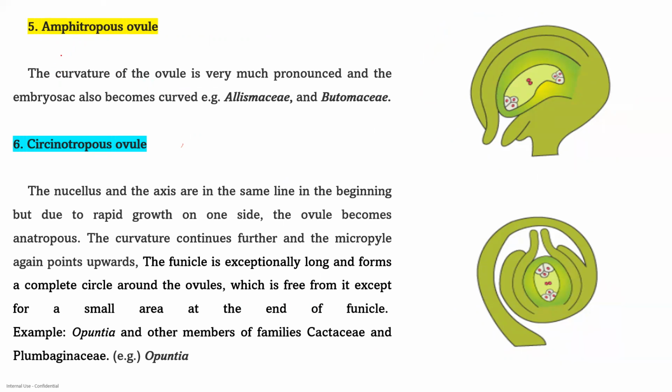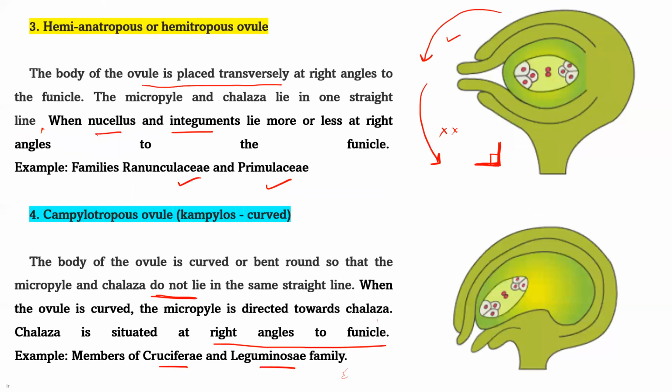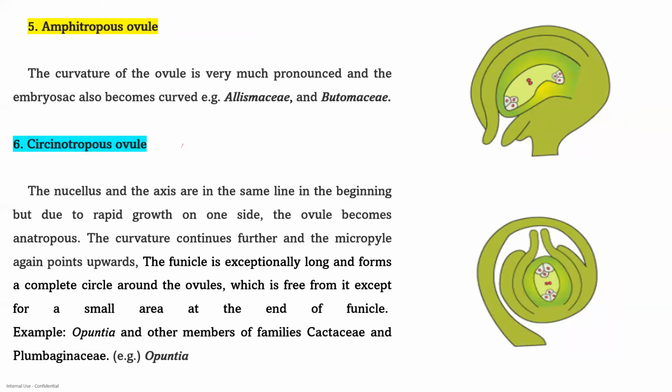In amphitropous ovule, what do we have? The curvature of the ovule is very much pronounced. The curvature is more here, it's pronounced. And the embryo sac also becomes curved. So far you see the embryo sacs are not curved. Here the curvature is so pronounced that the embryo sac also becomes curved. It is found in Alismataceae family and Butomaceae family members.